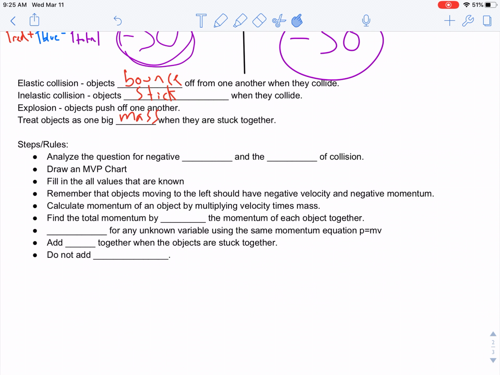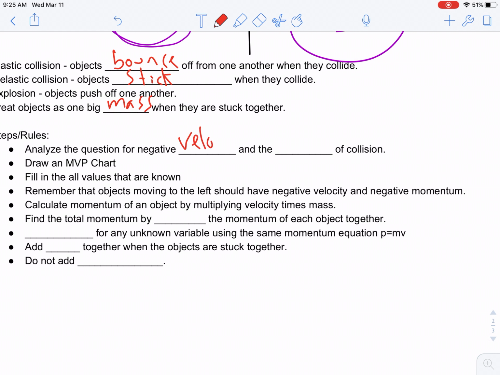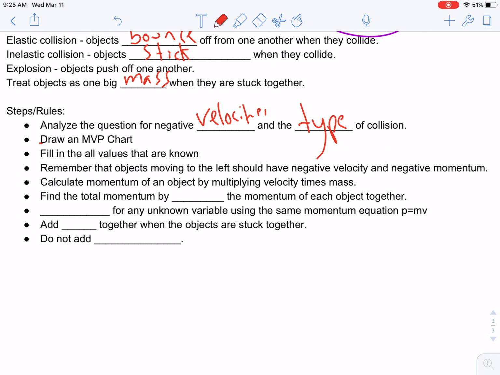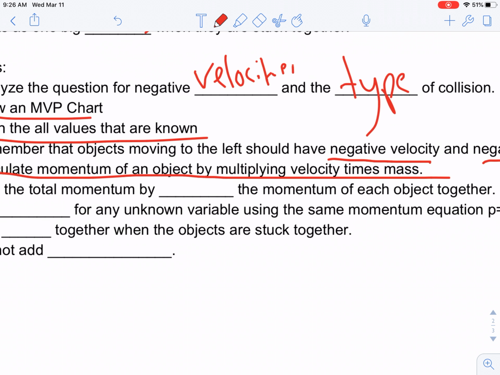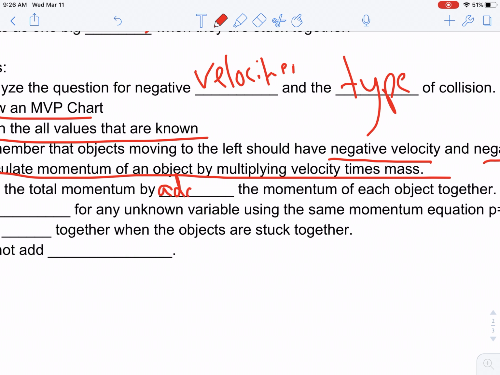And analyze the question for negative velocities and the type of collision. So you want to see if it's an inelastic or an elastic collision. You want to be able to draw an MVP chart by hand from memory. Fill in all the values that are known. Remember that objects moving to the left should have a negative velocity and a negative momentum. And you want to calculate the momentum of the object by multiplying velocity times the mass. You find the total momentum by adding the momentum of each object together.